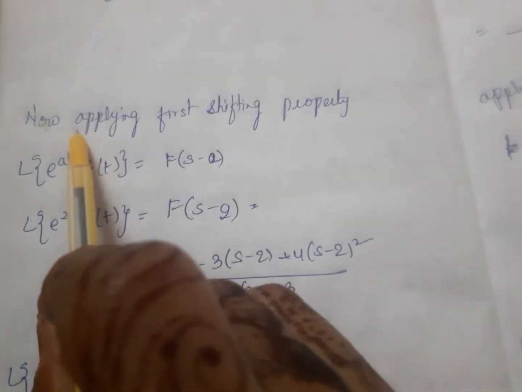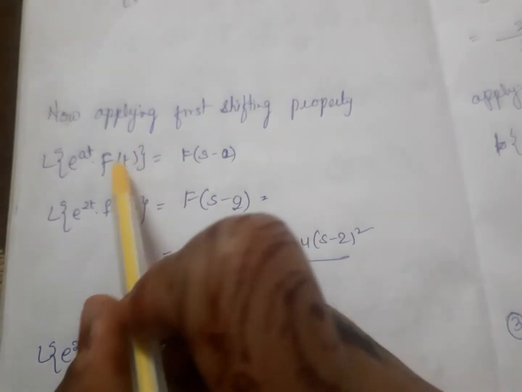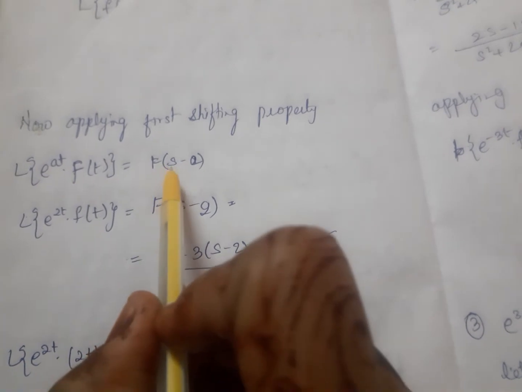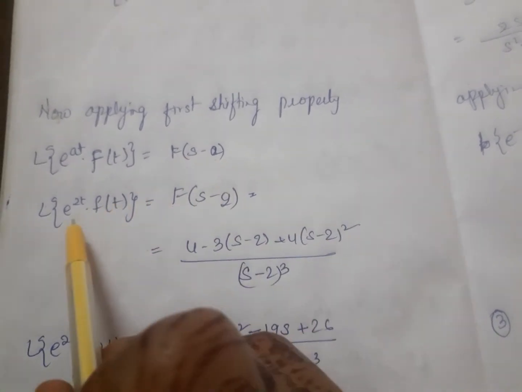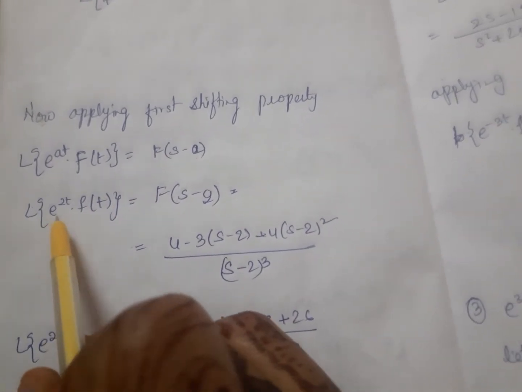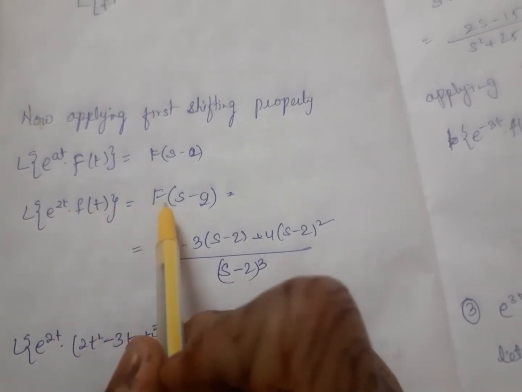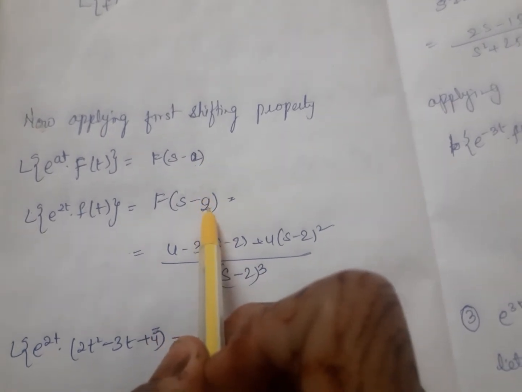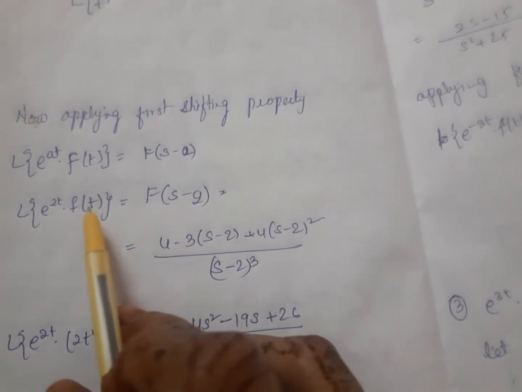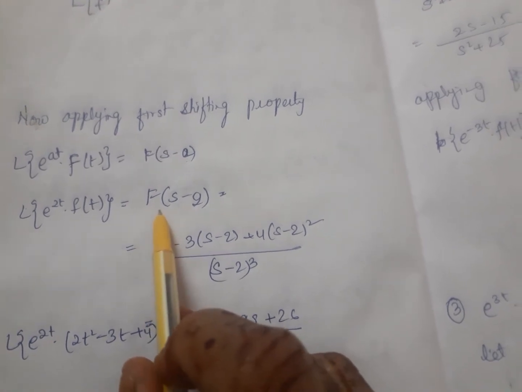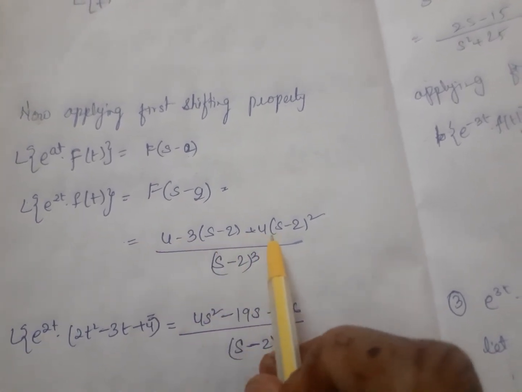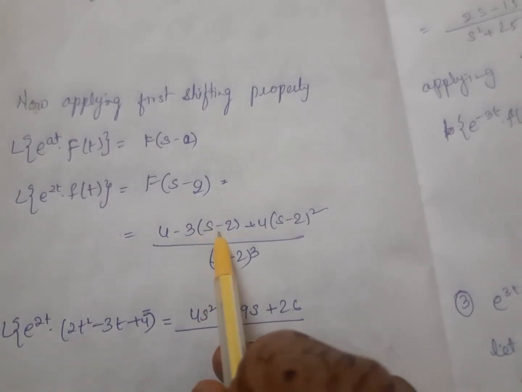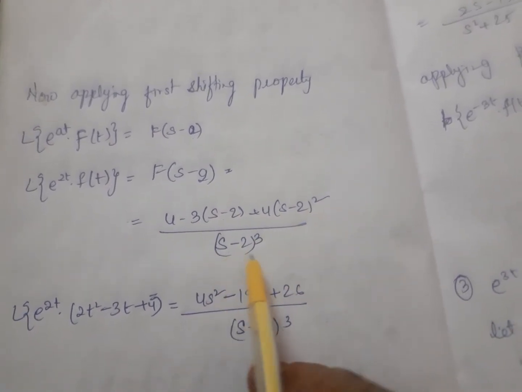Now I am applying the first shifting property. What is our first shifting property? L of e power at f of t is equal to f of s minus a. So what is our problem here? L of e power 2t f of t is equal to f of s minus 2. Wherever we have a, we have to substitute 2. So what is our f of s? f of s is (4 minus 3s plus 4s square) by s cube. Wherever we have s, we have to substitute s minus 2: (s minus 2) whole square, (s minus 2) whole cube.